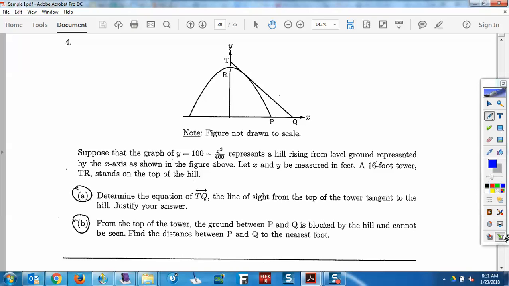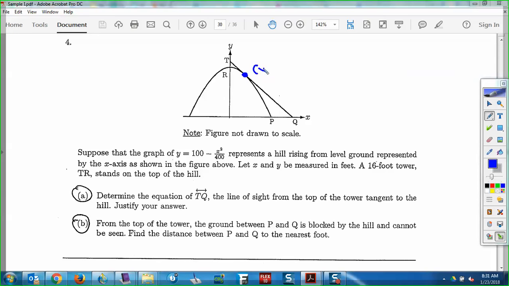Right? Maybe I won't go all the way through it with you, but here you've got the same thing. You don't know where that's touching. And this tower is 16 feet high. So what would the y-intercept of the graph be? 100. So we know that this is the point (0, 116), right? So again, it's that same scenario.